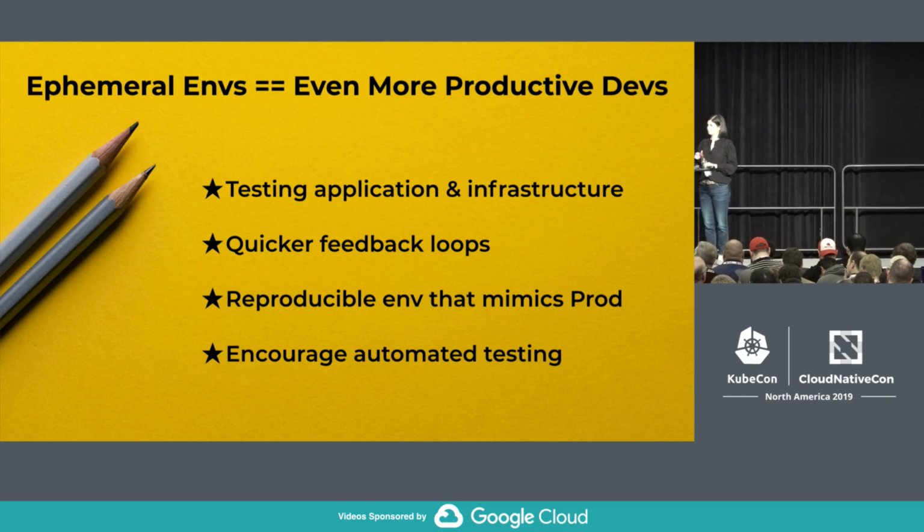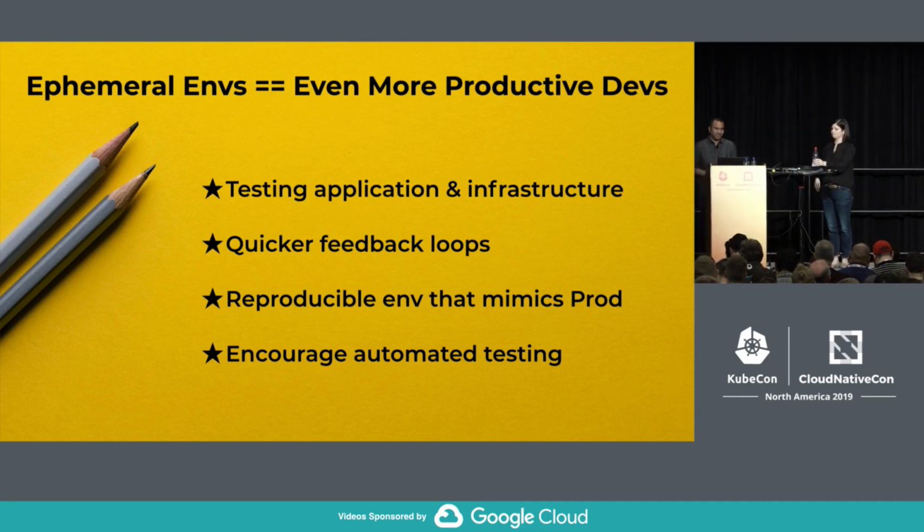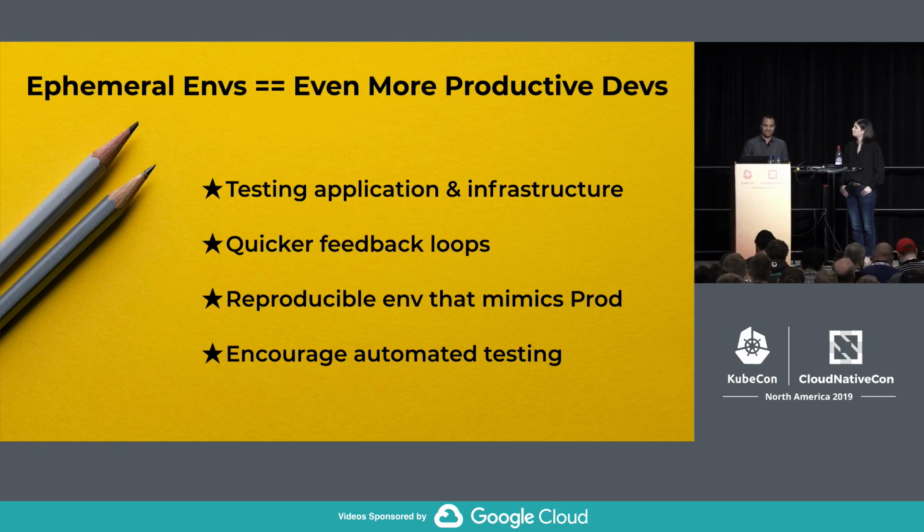Using ephemeral environments with our acceptance test makes developers even more productive. Infrastructure is a critical component of our application. We need to be validating that our application is correctly interacting with its dependent infrastructure. Being able to run these tests before merging to master and being able to run multiple tests at once gives us those quick feedback loops. And most importantly, we encourage all of our engineers to use automated testing.